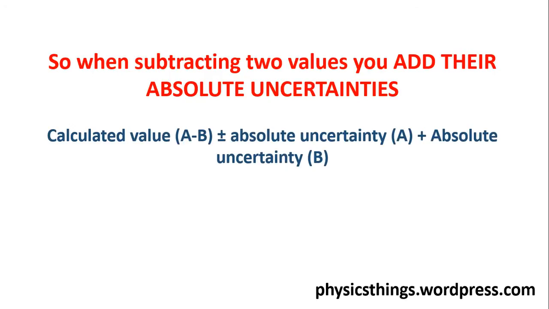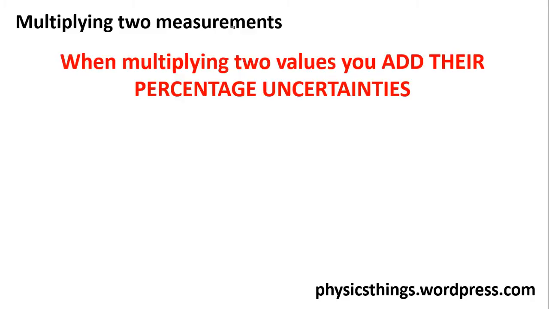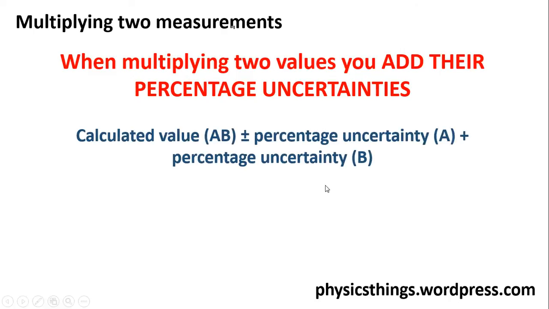So just like with adding two measurements, if I subtract two values, you add their absolute uncertainties. But what about when we multiply them together? Well, this might seem a little bit counterintuitive, and you don't need to know the maths of why. You can go and find out, but you do not need to know. All you need to know is that when you multiply two values together, you add their percentage uncertainties. So, similar to what we did with adding two or subtracting two values, but this time we're looking at the percentage uncertainties, not the absolute uncertainties.